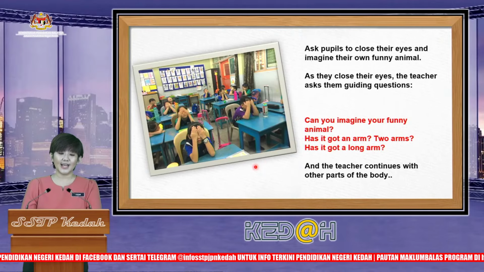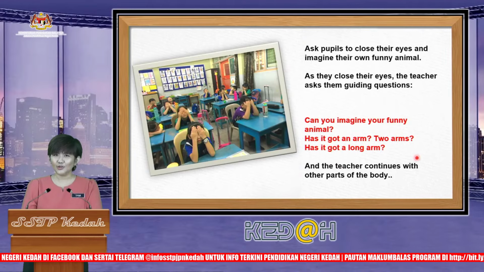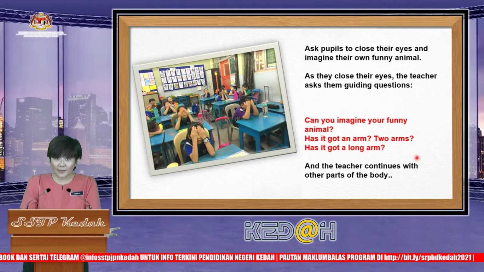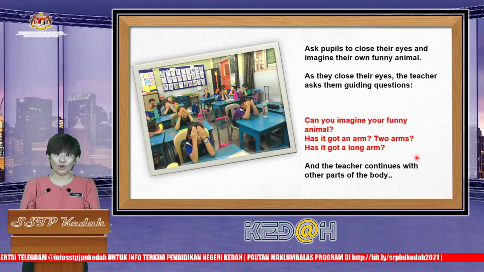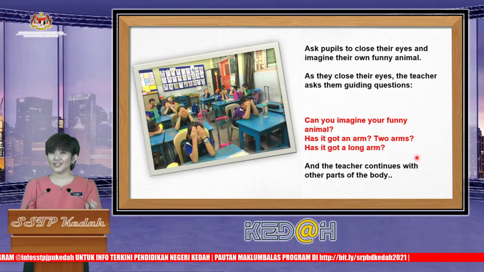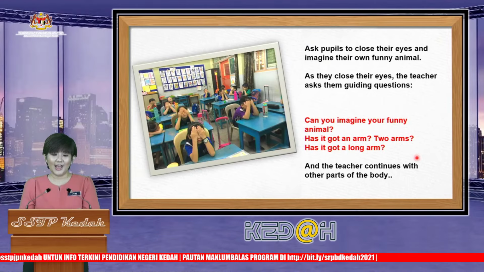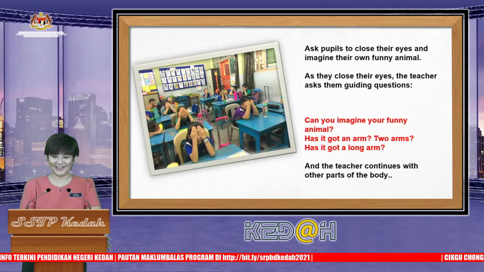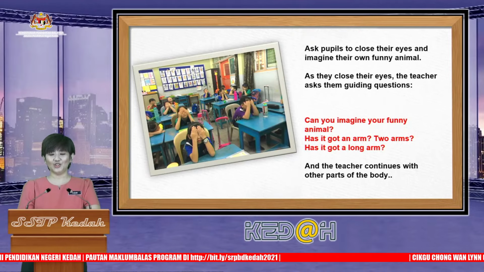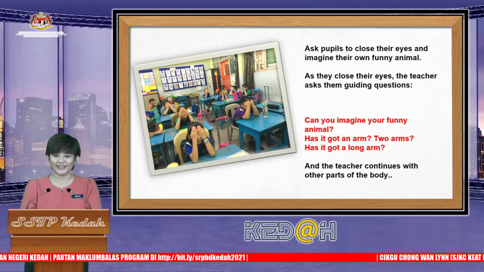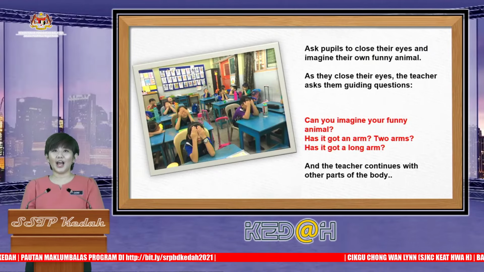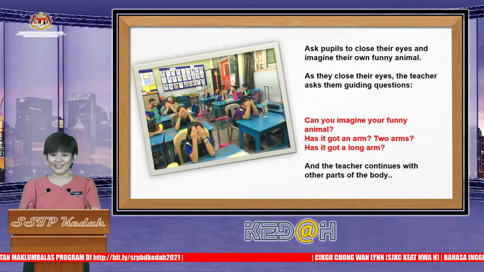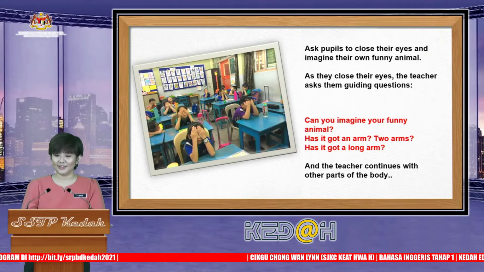guiding questions such as, can you imagine your funny animal? Has it got an arm? 2 arms? Has it got a long stretchy arm? Has it got a head or 2 heads? And the teacher will continue with other parts of the body. It is always a joy to see their expressions during this activity because children are full of imaginations. They will nod or shake their heads, showing that they understand the teacher.